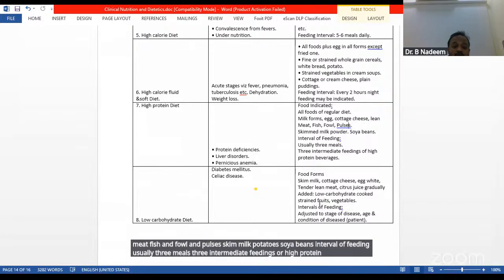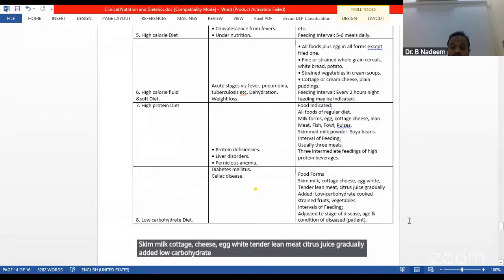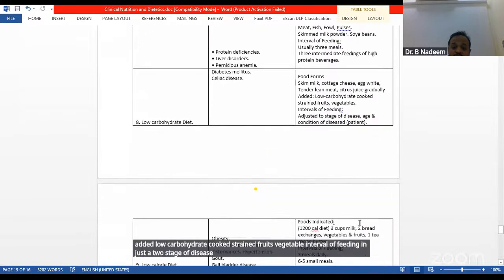Then again, low carbohydrate diets, for diabetes mellitus and celiac disease: skim milk, cottage cheese, egg white, tender lean meat, citrus juice, gradually added low carbohydrate cooked strained fruits and vegetables. Interval of feeding is adjusted to the stage of disease, age, and condition of the patient.